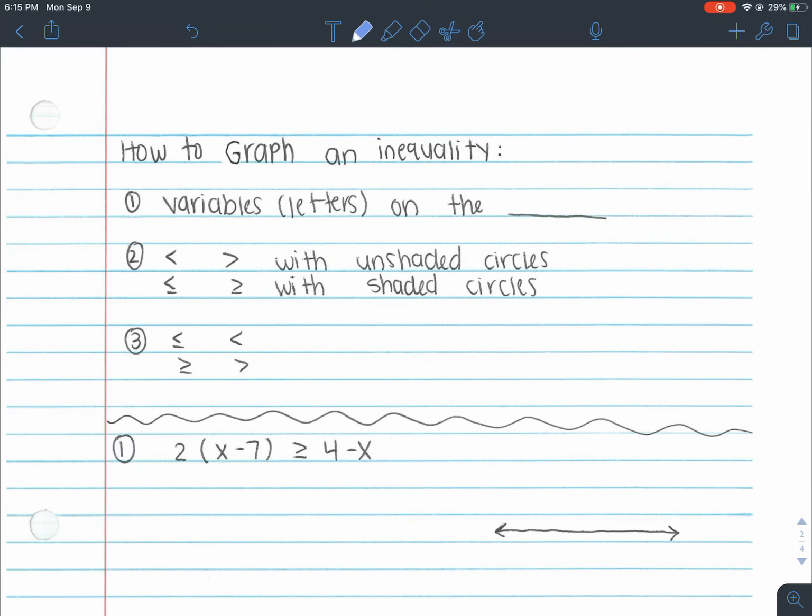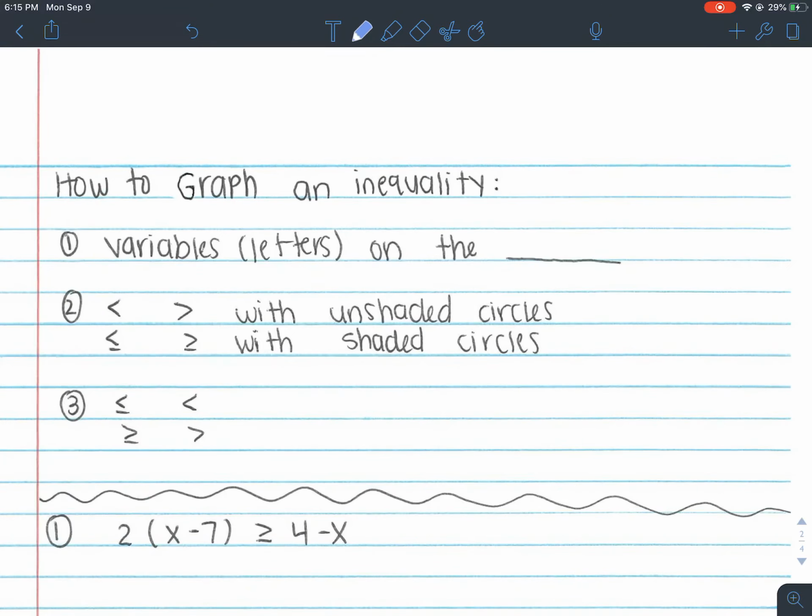All right, so how to graph an inequality. Not only do we have to solve, we also have to graph. So we have just 3 steps. We always want our variables or our letters on the left side. And that just makes things a lot easier for us, and if it's on the left side, then everyone's on the same page. So even if it's a pain to have to move your variables to the left, even though they're all on the right, just move them. It'll make everything a lot smoother.